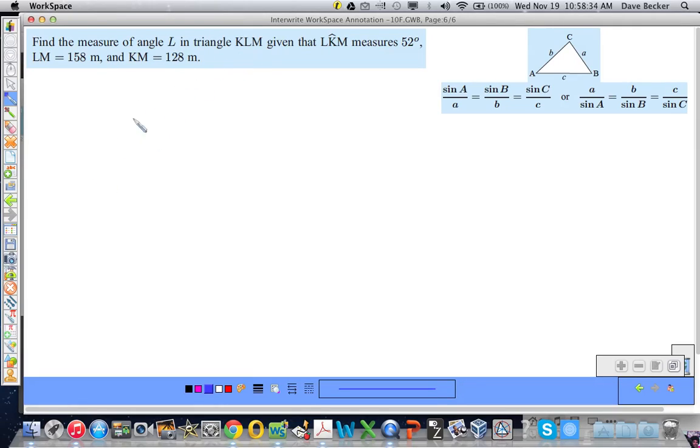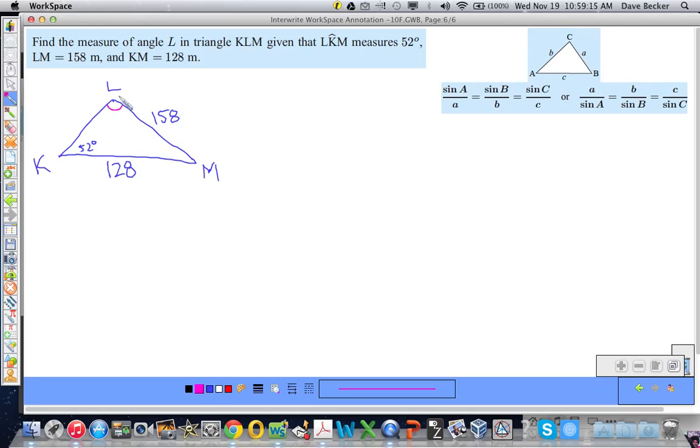Let's see, triangle KLM, and you can just draw any old triangle and then label it and be able to figure this out, yes? So KLM, okay? Given that angle LKM measures 52 degrees, so that's this angle right here, 52 degrees. LM from here to here is 158, and KM is 128, okay? And we have to find the measure of angle L. So I'm looking for this angle right here.